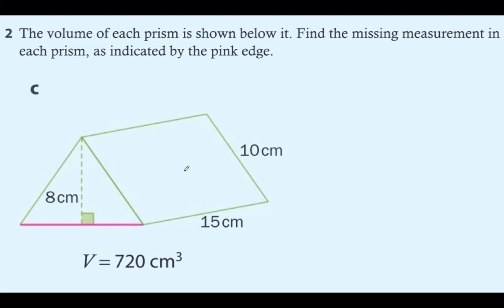Moving to part C. Now in this case one of the dimensions of the base is not given, meaning the base of the triangle is not given, the height of the triangle is given, and the height of the prism is also given, and volume is also given. So we will use the same formula to find out the missing element. Volume equals area of base times height.